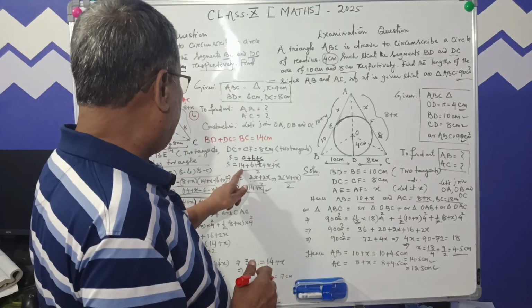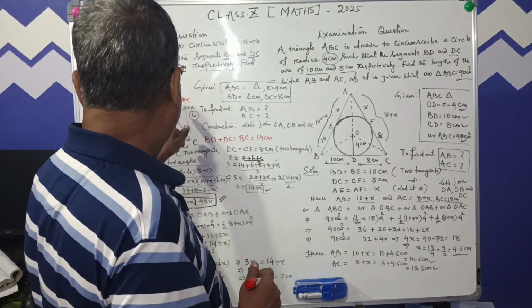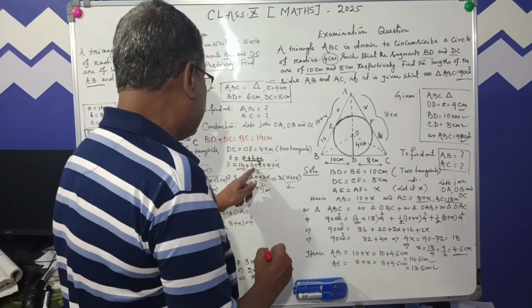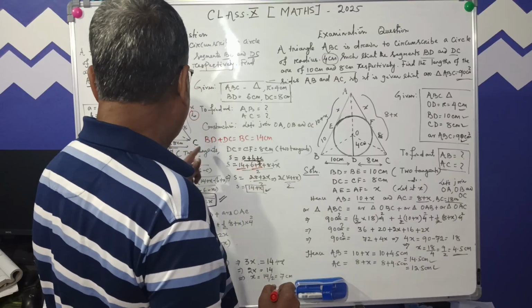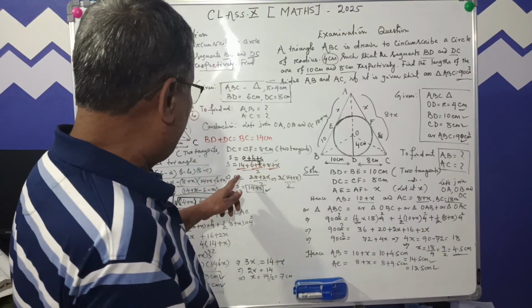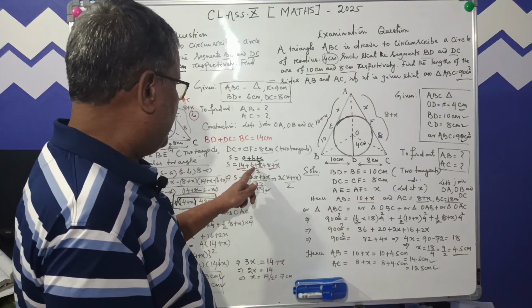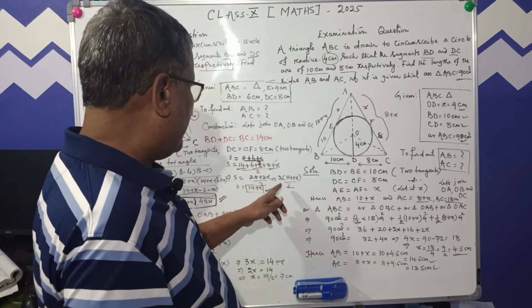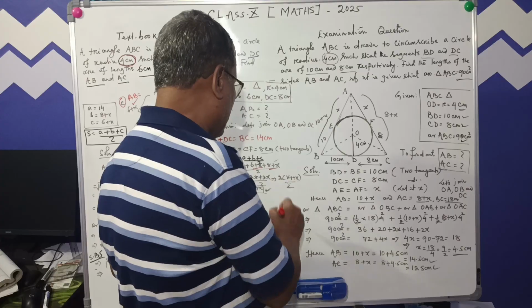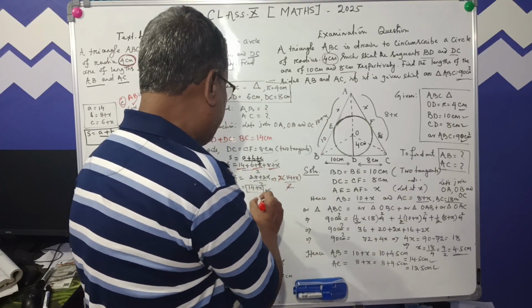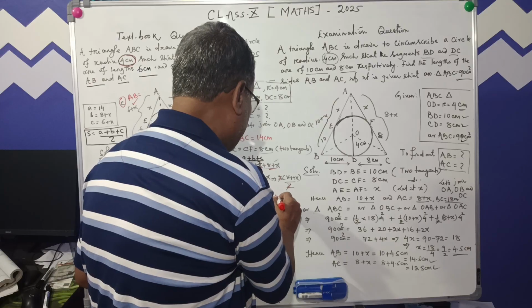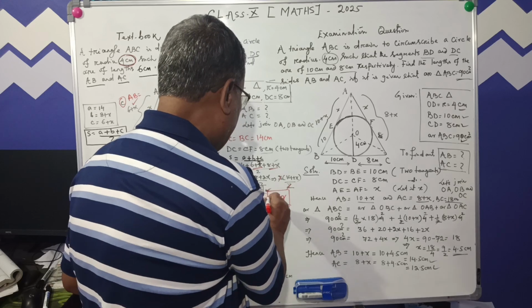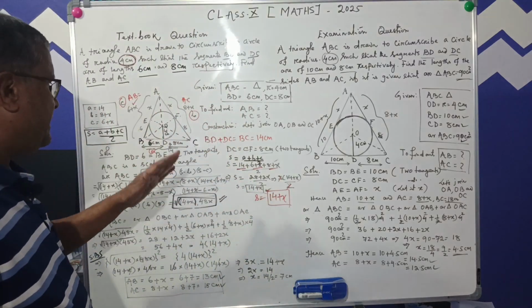So now BC is 14, then AB is 6 plus x, and AC is 8 plus x. So s is 14 plus 14 plus 28 plus 2x, all over 2. Taking 2 common, we get 14 plus x, that is small s. So that is the half perimeter.